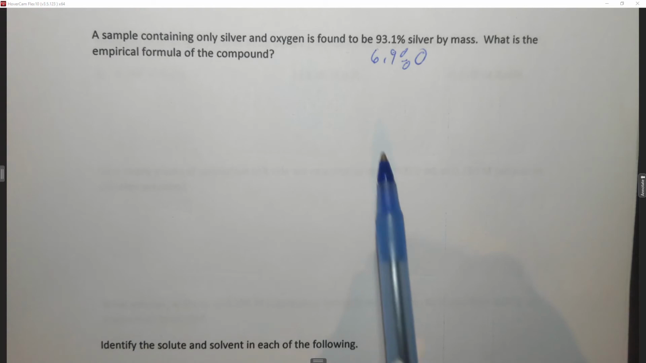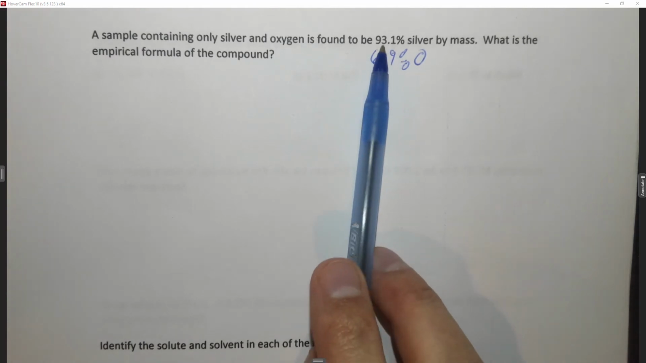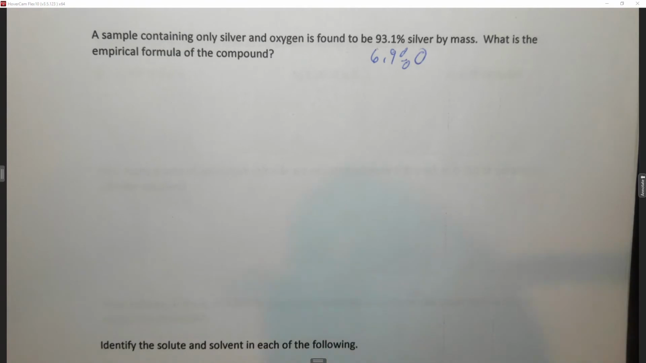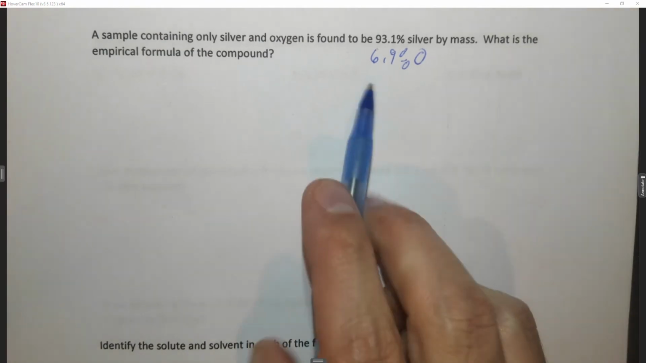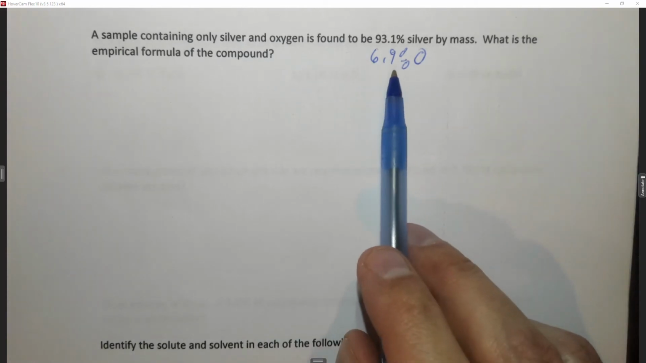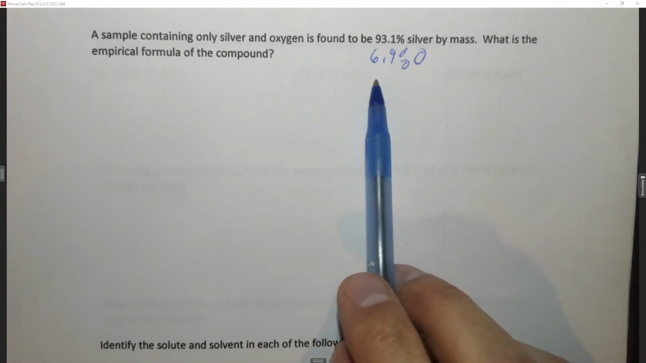Now what we need to do is convert these percentages to moles so that we can then take a ratio and find the empirical formula. But there's no good way to convert percentages to moles. So what we need to do is assume that we have 100 grams of this compound.